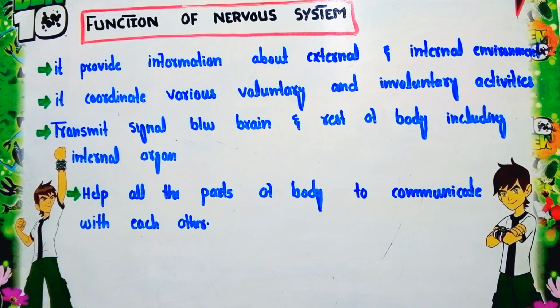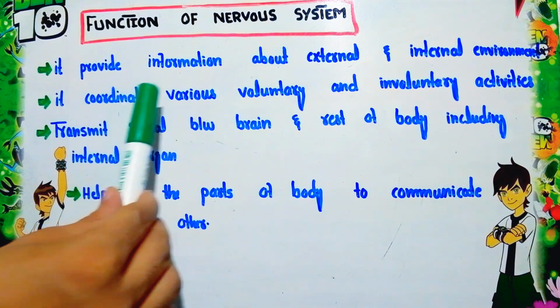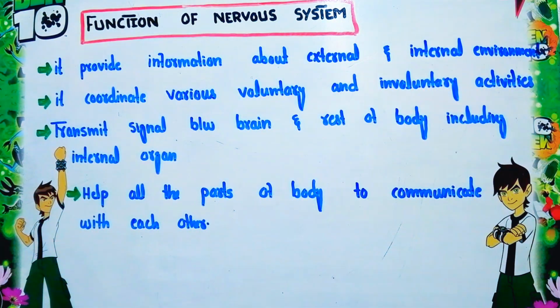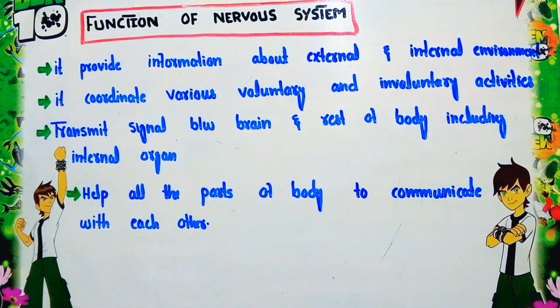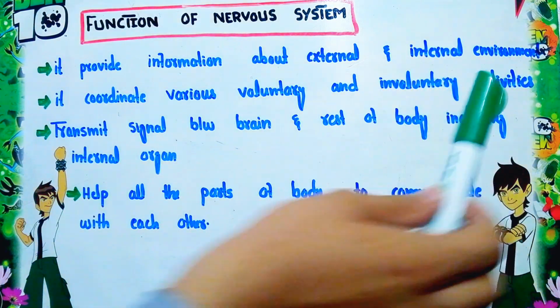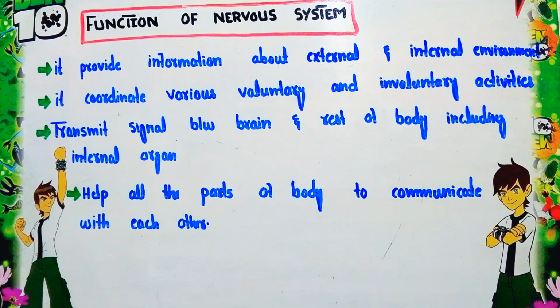Now look at the second function of the nervous system. It coordinates various voluntary and involuntary activities. So what is voluntary activity? It is the activity that is under our control. Such activity is called voluntary activity. While the activity that is not under our control is called involuntary activity. When these activities occur, coordination is developed in our body to give a response to them. This coordination between the voluntary and involuntary activities occurs with the help of the nervous system.